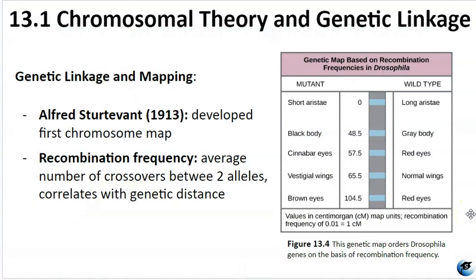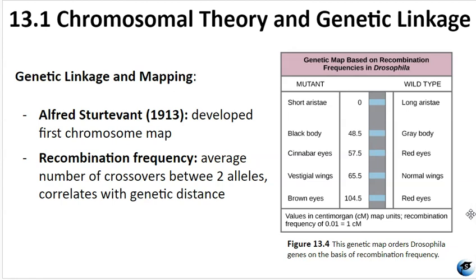So in 1913, Alfred Sturtevant created the first chromosome map, and this map represented gene order and relative distance on a chromosome based on recombination frequency. So he assumed that genes were serially ordered on a chromosome and that recombination occurs with equal likelihood along the chromosome's length. He postulated that alleles that are far apart on a chromosome were more likely to recombine during meiosis due to a larger recombination region.